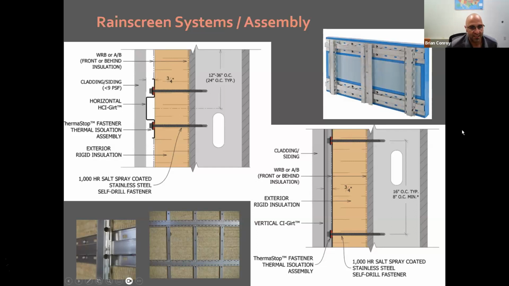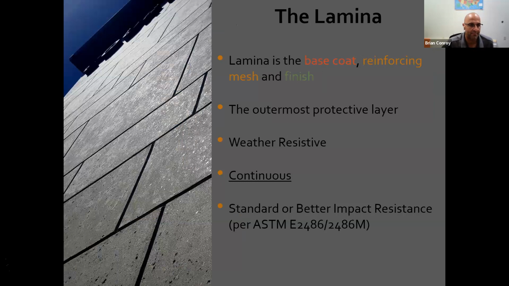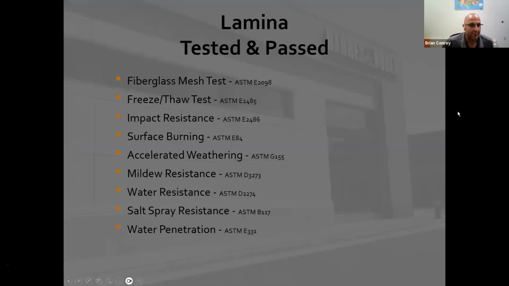My contention is the EIFS are a full system. And now when we get into the finishes, you will see that everything we talked about, from the weather barrier all the way out to the lamina, which includes your base coat, your reinforcing mesh, and your finish, is a full system, including the look and design that you have been looking for your entire life. Lamina tested, approved by all of these ideal ASTMs that are out there. We can go through them in detail, but I will not bore you. We have met them and they are fantastic.